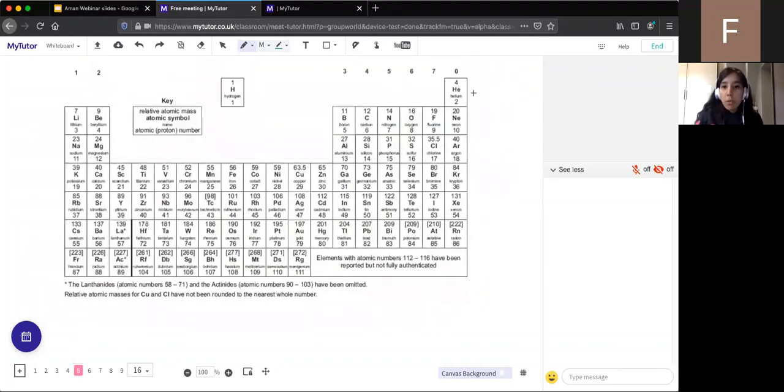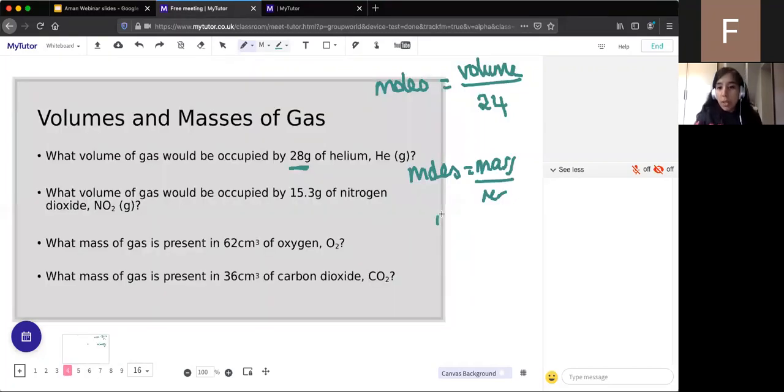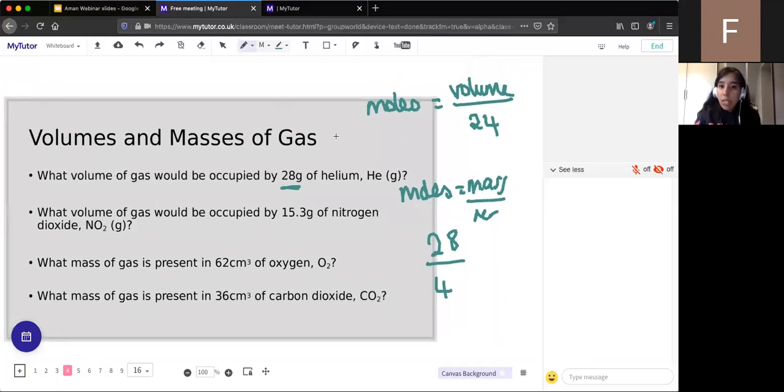So our periodic table, helium's over here. So what's the MR or AR of helium? It's not 2, it's 4. Remember, it's the top number. So the 2 represents the number of protons. The relative atomic mass is the top number. Excellent. So what we would do is 28 divided by the MR, and the MR is 4, so 28 divided by 4 is 7. So that means the number of moles is 7.